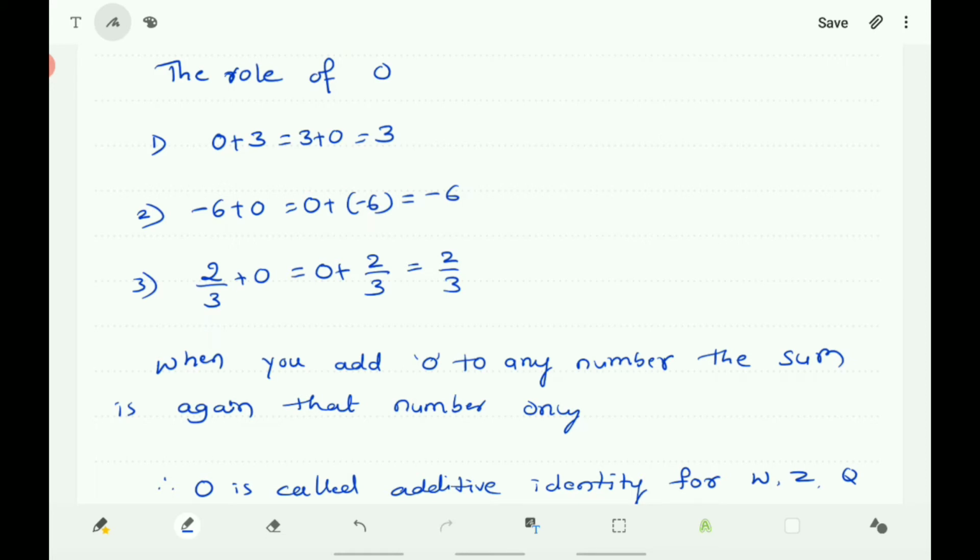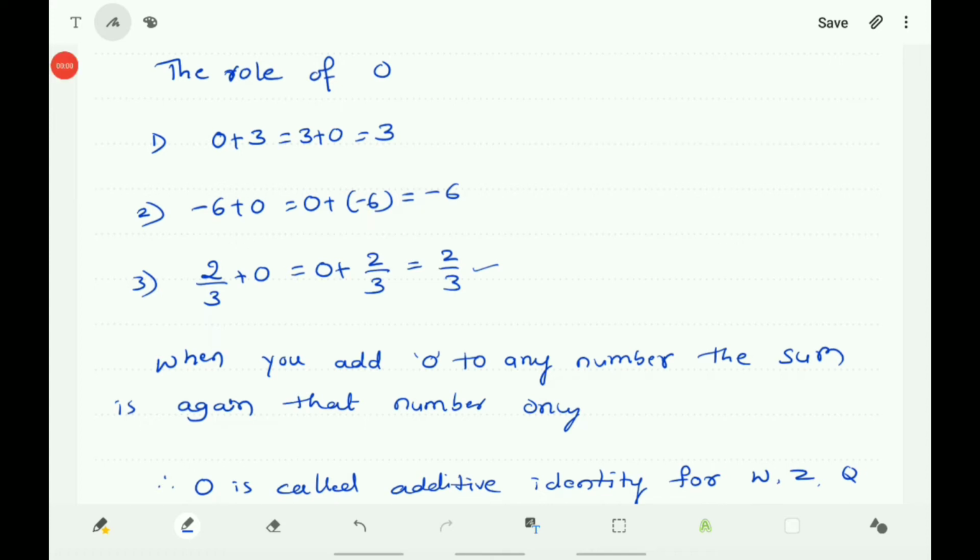So what you can observe here, 0 is added to 3, you got the same number 3. 0 is added to minus 6, you got minus 6 only. 0 is added to 2 by 3, you got 2 by 3 only. So when you add 0 to any number, the sum is again that number only. The sum of 0 and 3 is 3 only. Sum of minus 6 and 0 is minus 6 only. Sum of 2 by 3 and 0 is 2 by 3 only. Therefore, by adding 0 to any number, the number will not change and the sum will not change here. You will get the same number as a sum.